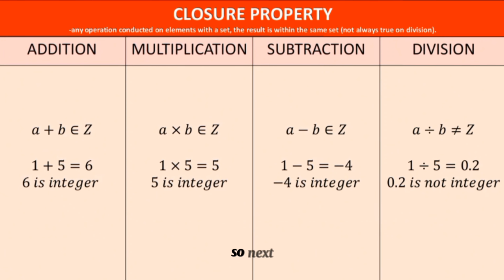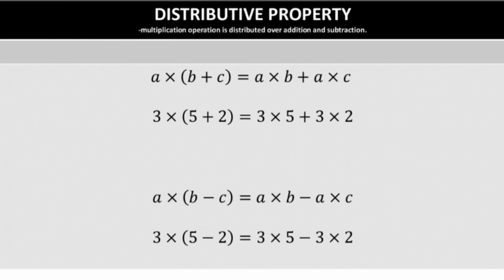So next is the distributive property. According to this property, the product of a sum or difference of numbers is equal to the sum or difference of the products. So multiplication is distributed over addition and subtraction. In addition, we have a times quantity b plus c is equal to a times b plus a times c. And in subtraction, a times quantity b minus c is equal to a times b minus a times c.